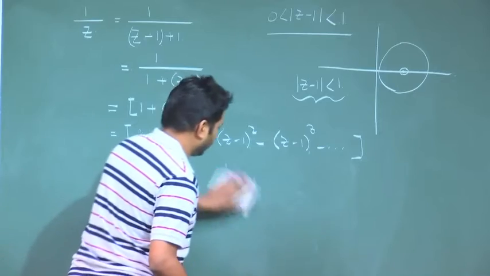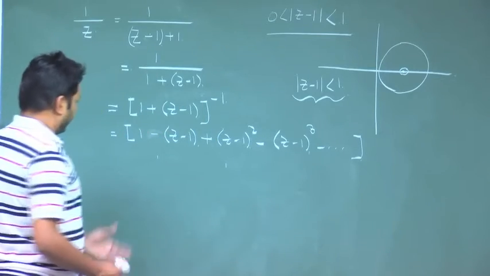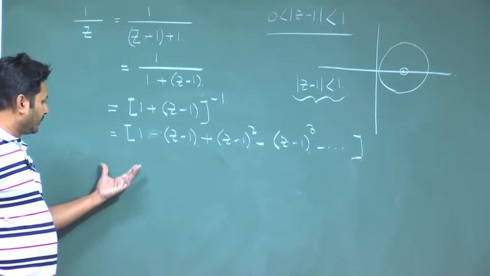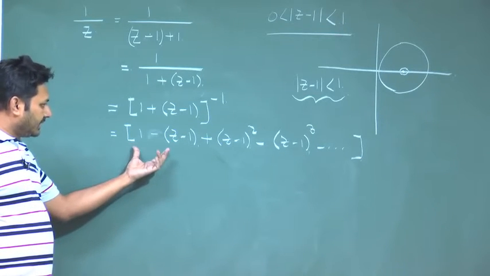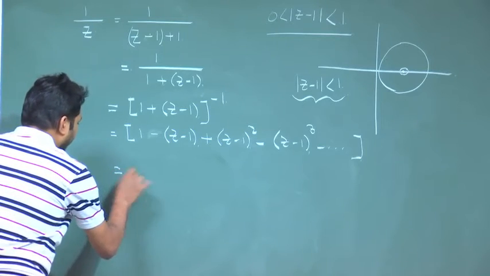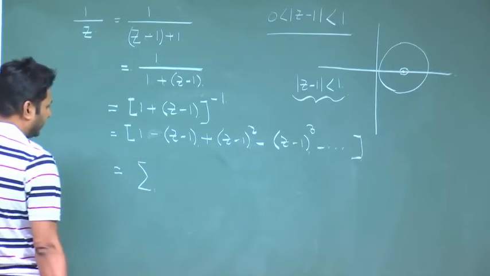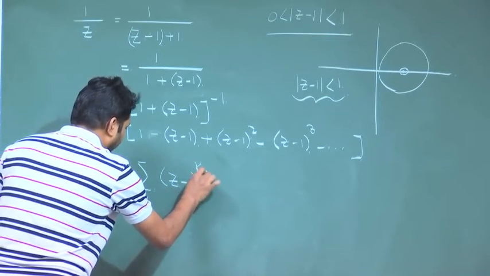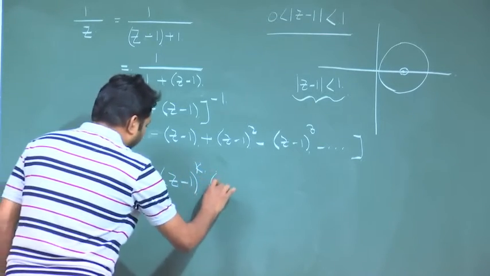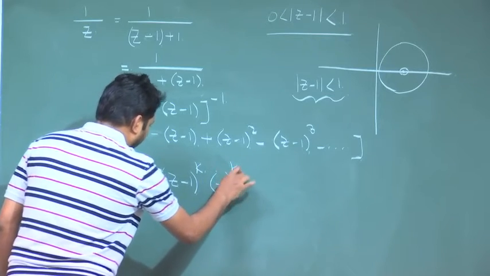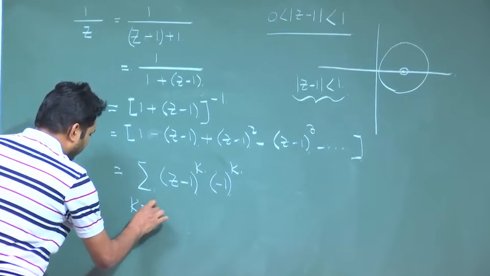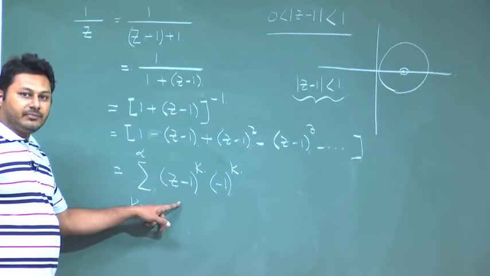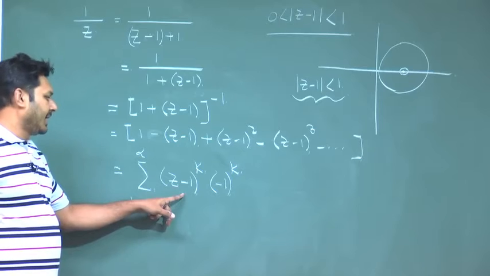Let me erase these things here. I should write the function somewhere. So, this is the form. I will write the function once again. If I write it in summation form, it will be z minus 1 whole to the power k, times minus 1 whole to the power of k, k goes from 0 to infinity. So, this is the summation form I have.